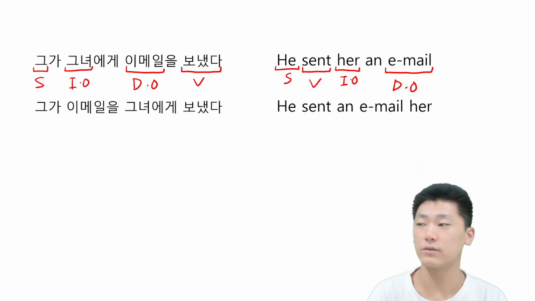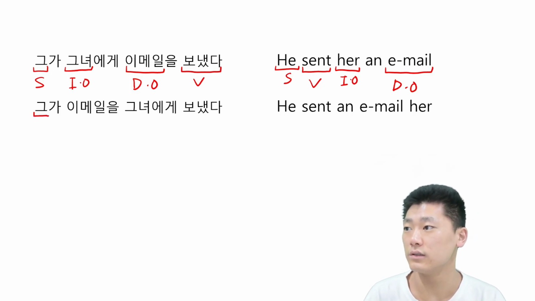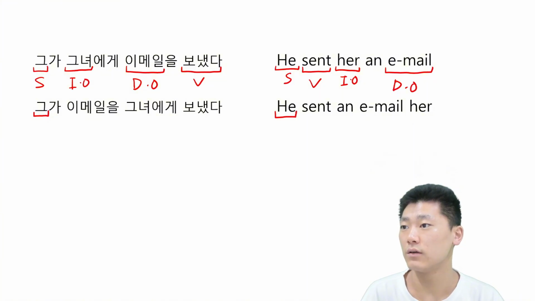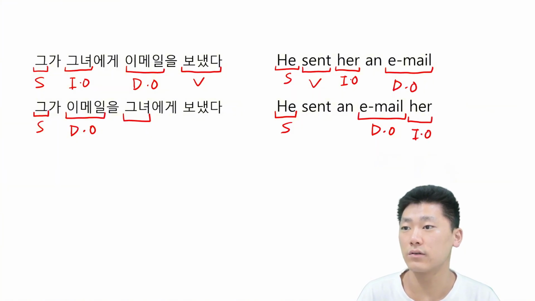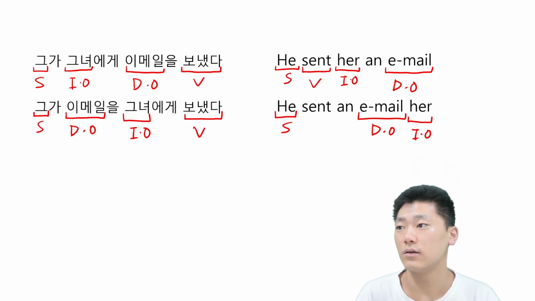Alright, let's move on to the ones below. So 그 means he, which is the subject. 가, we will talk about this later. And email means email, which is direct object. And 을, we will talk about this later. And 그녀 means her, which is indirect object. And 에게, we will talk about this later. And 보냈다, which is the verb because it means sent.